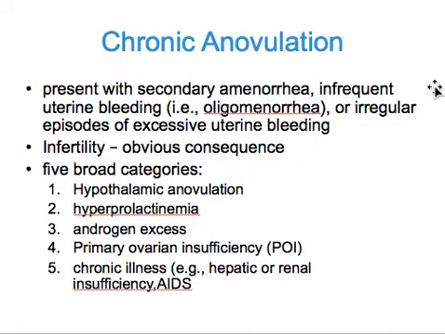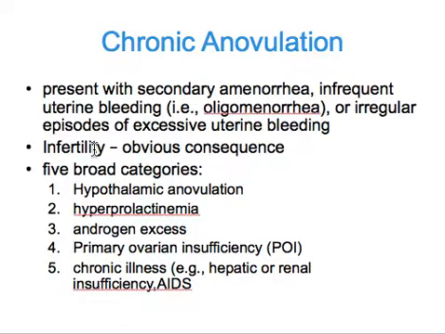It can also present as infrequent uterine bleeding. If before you're usually every month on the dot, then you will have intervals of 3 months, 4 months, 6 months. Some females would have menses only once a year. So that's also a symptom of chronic anovulation, or you can have irregular episodes of excessive uterine bleeding. That's also a symptom. So the obvious consequence of chronic anovulation is of course infertility.